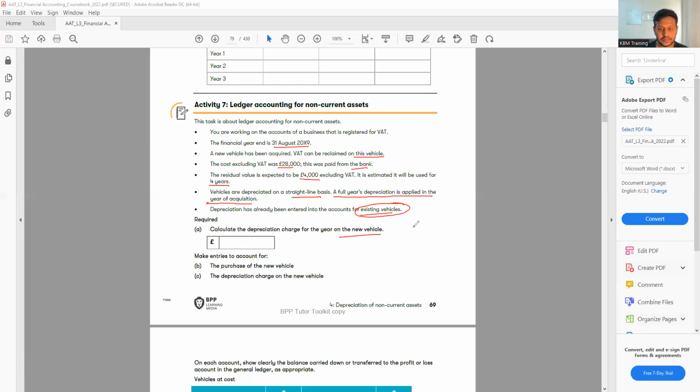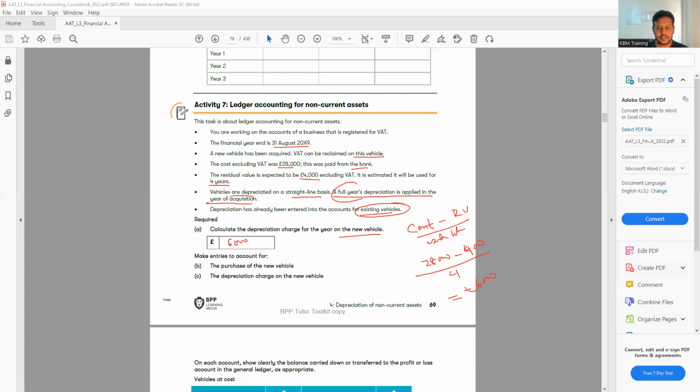Same story, cost minus the residual value, divide the useful life. So the cost is 28,000. Residual value 4,000. And the useful life is 4 years. And that will give us 6,000 depreciation per year. Now it is not important when did you buy it, because they said full year depreciation will be charged in the year of acquisition.